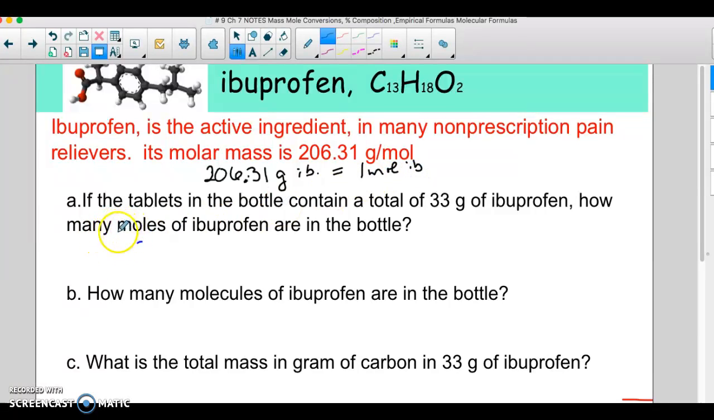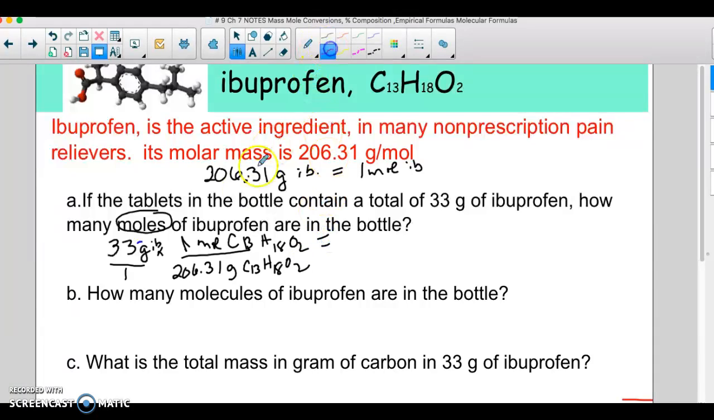So in this question, I have a 33 gram bottle. So I'm going to start with my beginning number over 1. And this is of the ibuprofen. And then I know I'm going to use molar mass because I'm trying to figure out how many moles of this ibuprofen I have in the bottle. So I'm going to use this up here. So I know there's 206.31 grams of, let's use the real thing here just for fun, in 1 mole of ibuprofen.